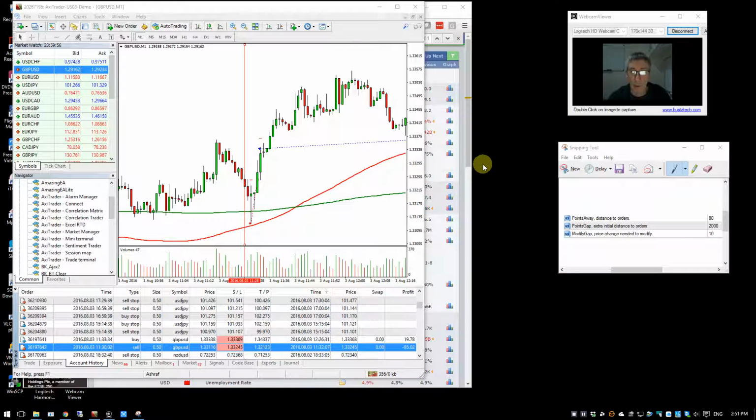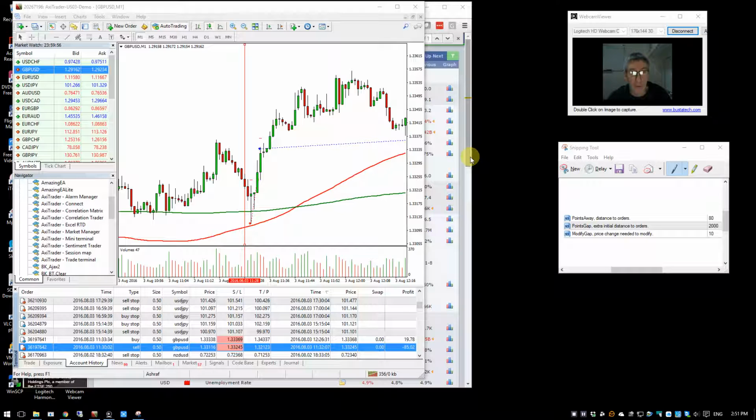So the important thing with PointsAway is that obviously with straddle trading you need to have an initial distance from price to your first order, and the idea is that you need far enough of a distance so that the trade doesn't trigger accidentally. But you don't want to set your orders too far away because after all, each pip that you can get in at a better price, then there's more chance that your trade will be profitable.